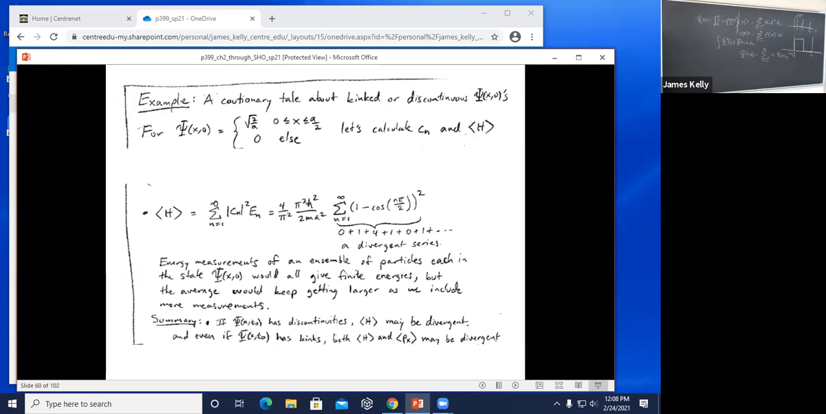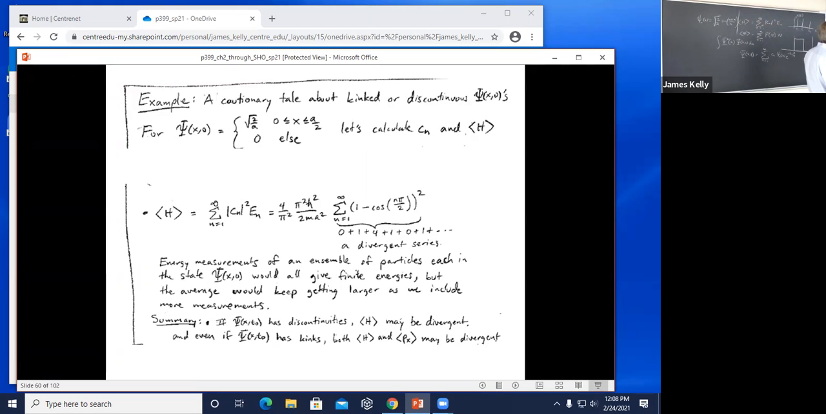What does this mean, just as the last comment, and then we'll do that last worksheet problem. What does this mean in terms of energy measurements? If the expectation value of energy is infinite, a divergent series, suppose I managed to prepare that state and I measured the energy of such a system. Would I get an infinite energy? Strangely enough, the answer is no.